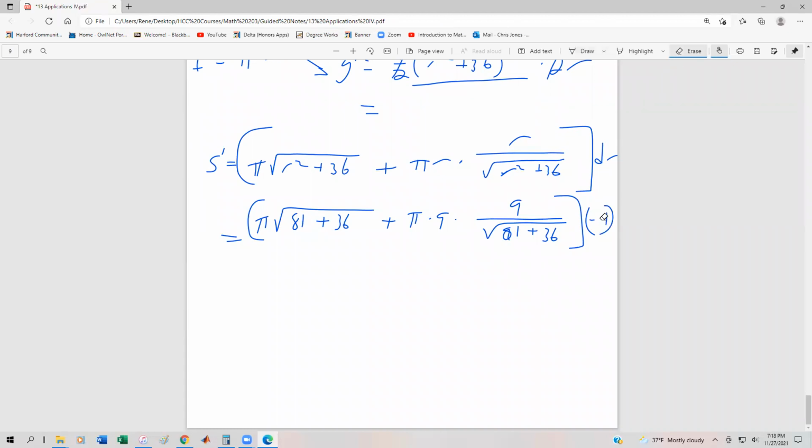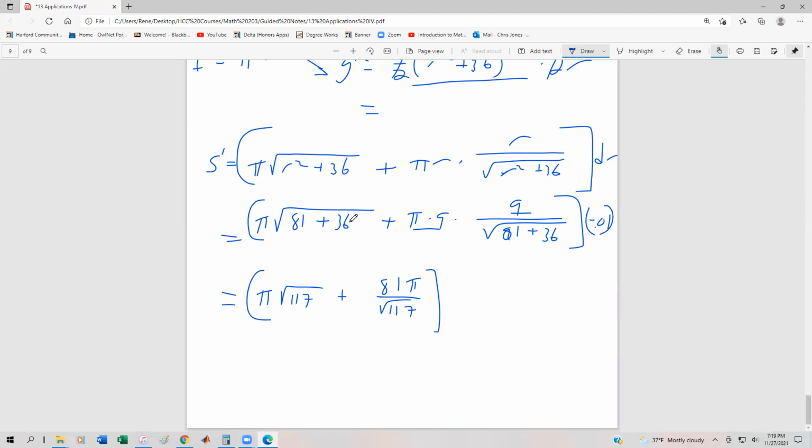So we're going to have to compute this a little bit further down, just in case it says for us to give an exact value. So let's compute a little bit further and see if we can get to something that makes a little bit of sense. We know that 81 and 36 is going to give us 117. So we're going to end up with pi root 117 plus 81 pi over the square root of 117.